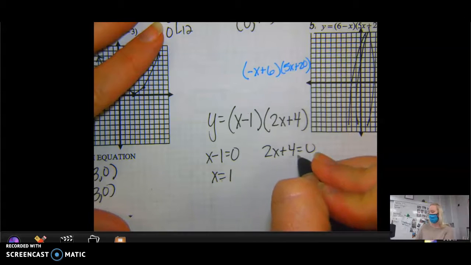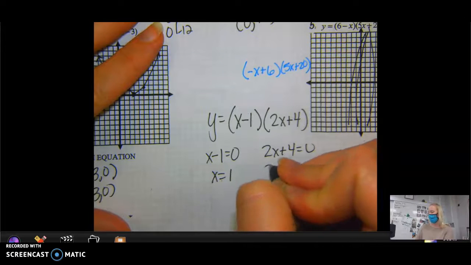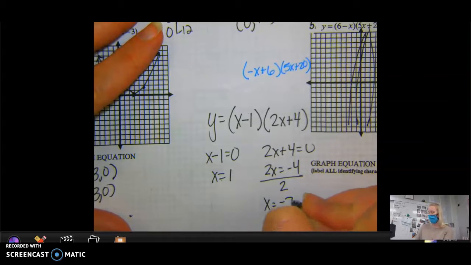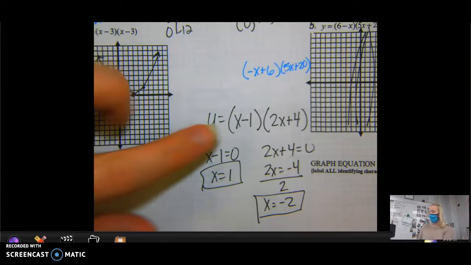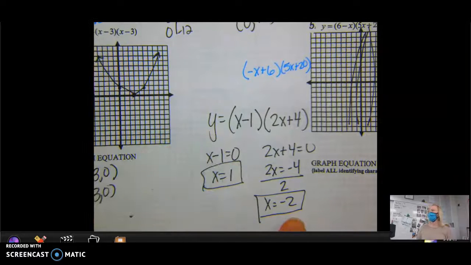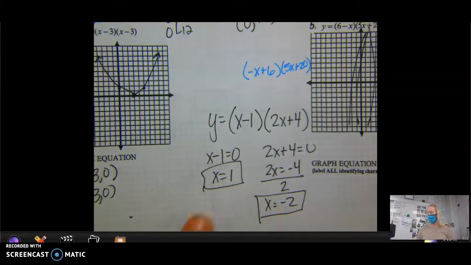Here, I'm still getting x by itself by solving my equation. I subtract 4 on both sides, so I get 2x equals negative 4. Divide by 2, so x equals negative 2. So the reason you're getting the opposite on simple ones that look like this is because you're setting it equal to 0 and having to move it away from the x. So that's how you find your x-intercepts, right? And then you average those to find your vertex.